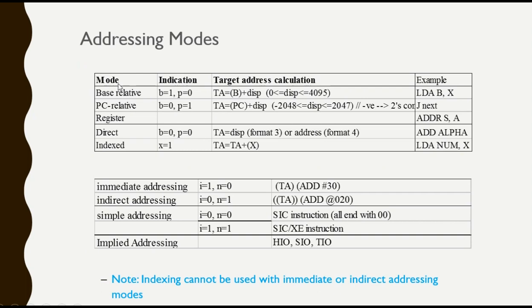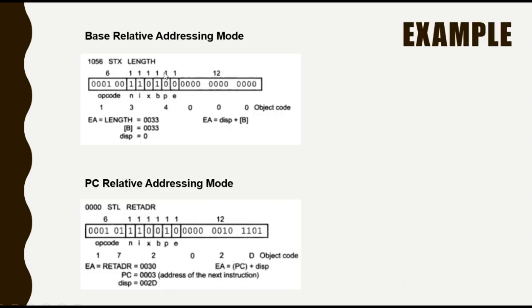So this is a summary. These are the modes: base relative, PC relative, and registers. Then direct, indirect, and immediate addressing mode, and simple addressing mode. Okay, and these are the operations. So like this, the target address will be calculated. Here in your textbook they have given only 2 examples. In the next chapter we have to calculate the object code and object program. By that time you will come to know these addressing modes in detail.